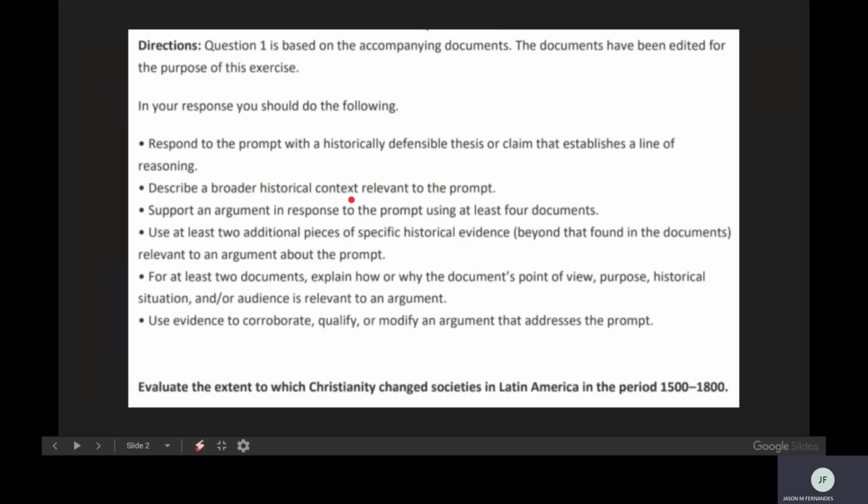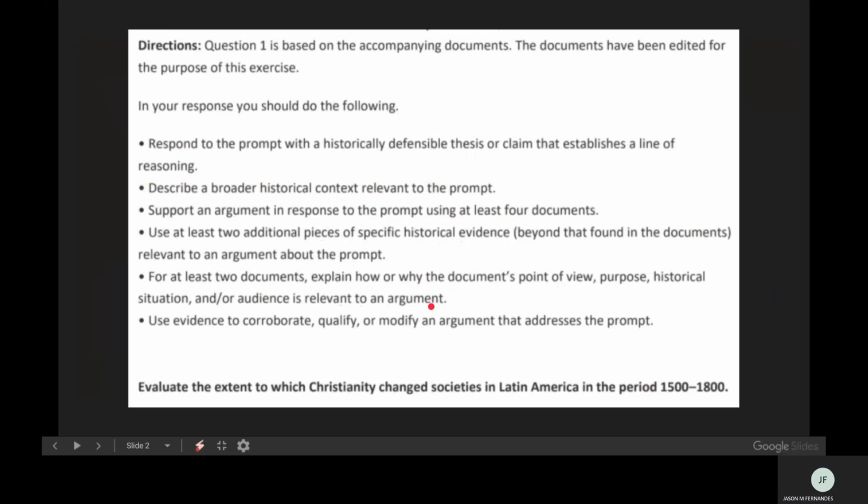And then to support our argument, our thesis, we need to use the documents, right? And we need to use at least 4 of them to get all of your points, okay? Beyond that, they're looking for 2 additional pieces of evidence that support our thesis too. And I'll show you how to use those as well. And also for 2 of the documents, they want us to look at the source itself, right? So you could look at the author's point of view. You could look at the purpose of the document, right? Why was it written? What is the document itself? The audience, etc.